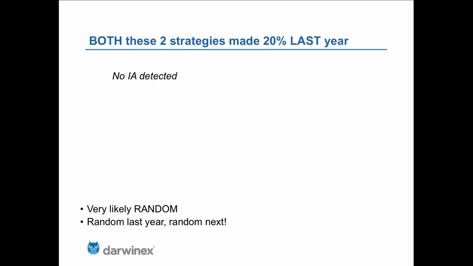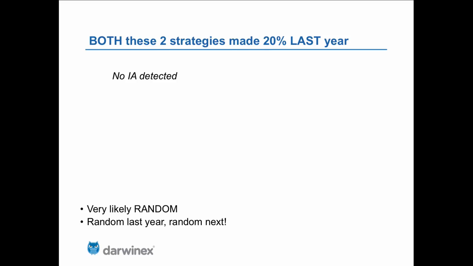So if I told you that there were two strategies that made 20% last year, and on the left hand side we have one strategy where no investable attributes were detected, so we haven't seen evidence of discipline, risk management, timing, or performance. Now, if you've seen that the strategy has made money, but you don't see any evidence that skill was behind it, then it's very likely that this 20% was random. And of course, if it won randomly last year, it's going to be random next year as well, which offers you no guarantee whatsoever that the strategy is actually investable.